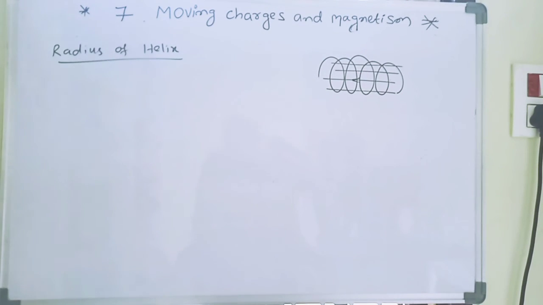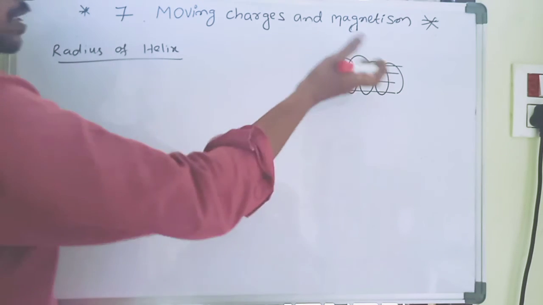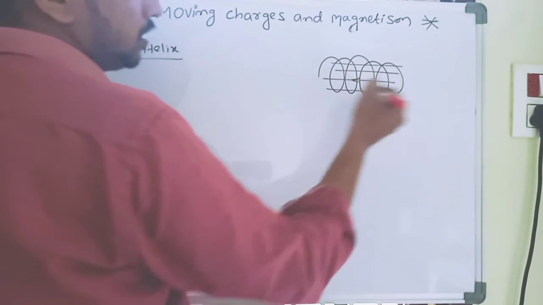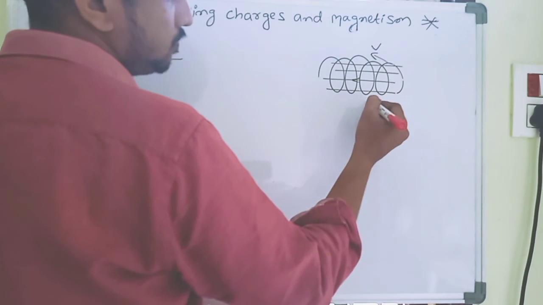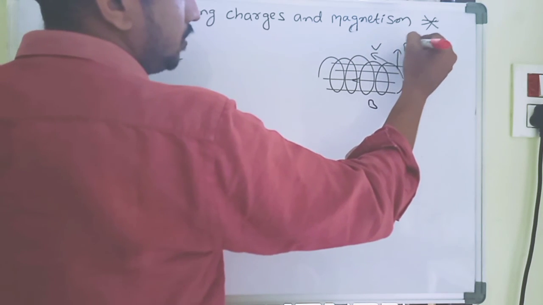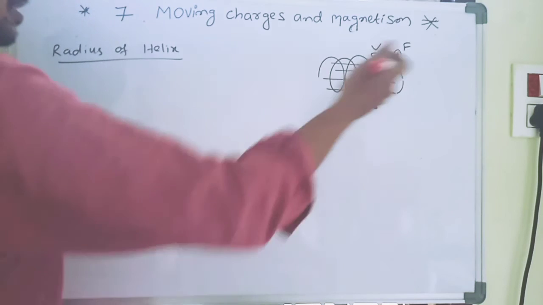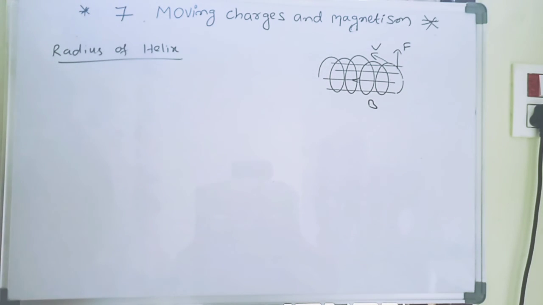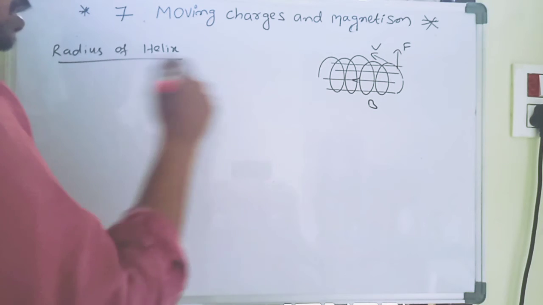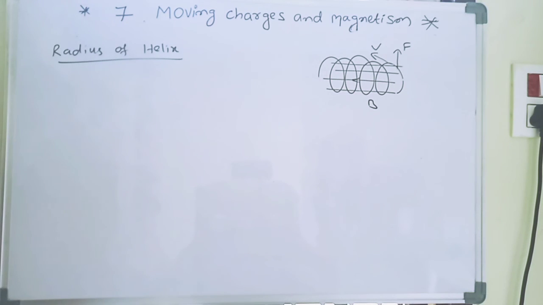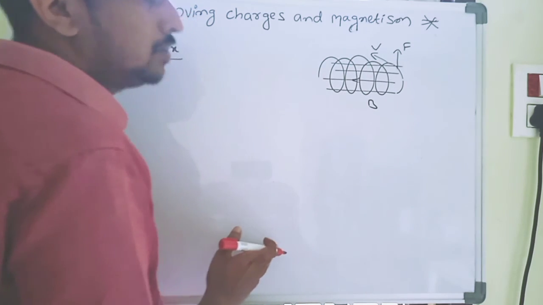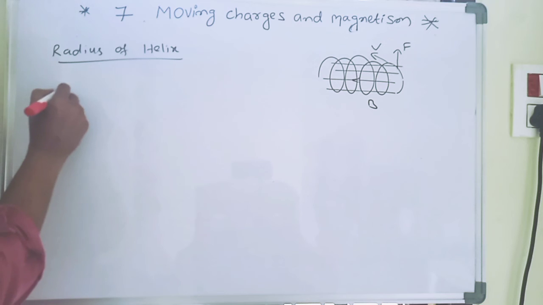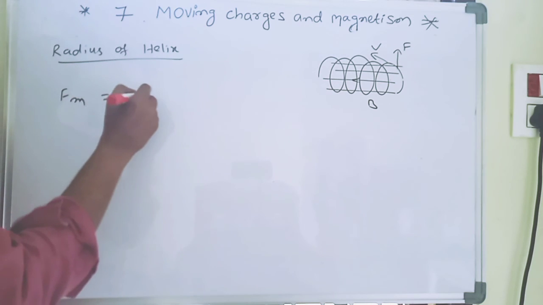So now we go with the radius of helix in helical motion. What is the radius? This is charged particle motion, helical motion. This is velocity, this is magnetic field, and this is the force, the direction of magnetic force. What is meant by force here? The magnetic force is nothing but centripetal force.